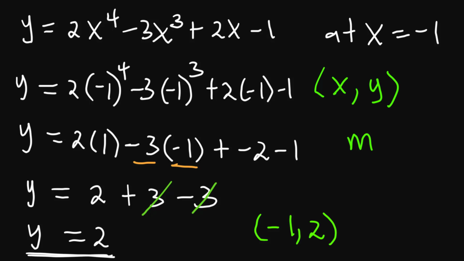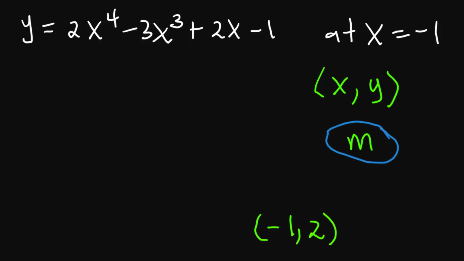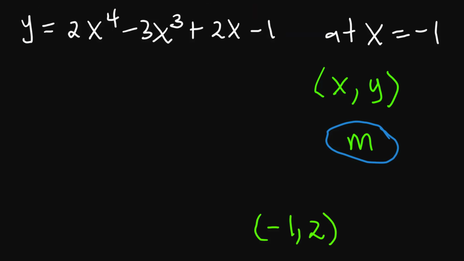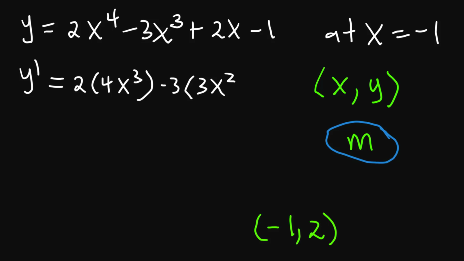Now let's see how we can find the slope m. In order to find the slope, we need to find the first derivative of our function. The derivative of y, which is y prime, will be equal to 2 times the derivative of x^4, which is 4x^3, and then minus 3 times the derivative of x^3, which is 3x^2, and then plus the derivative of 2x, which is 2, and then the derivative of negative 1 is 0.